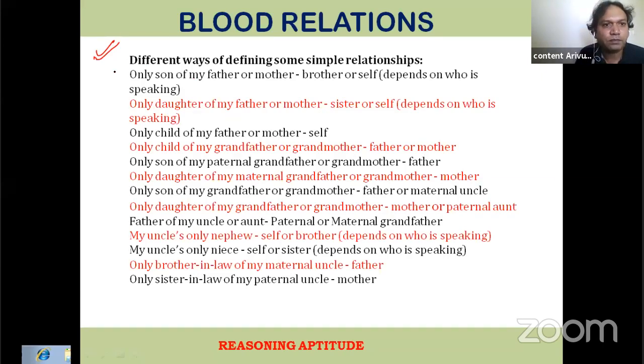So first one, only son of my father or mother. Let's look at each one of these one by one and understand. And if there's any doubt, you tell me. Only son, first write down: only son of my father or mother is brother or self.